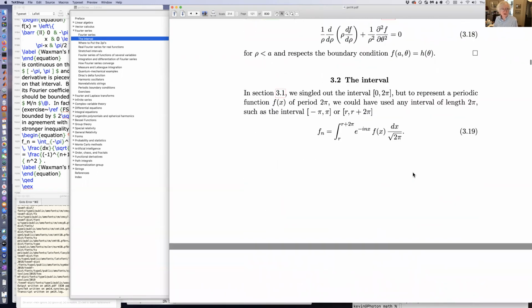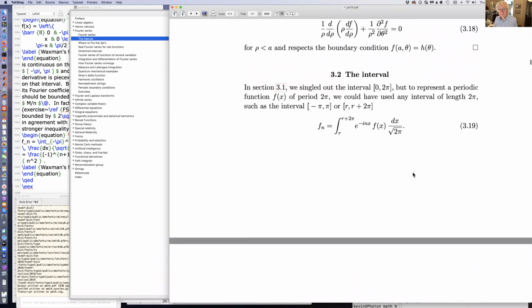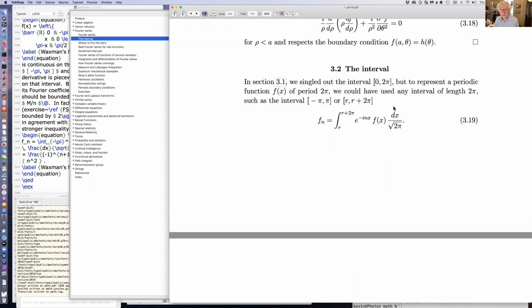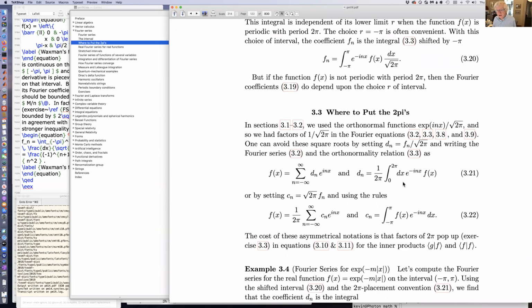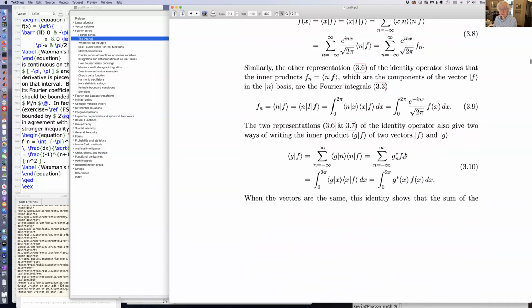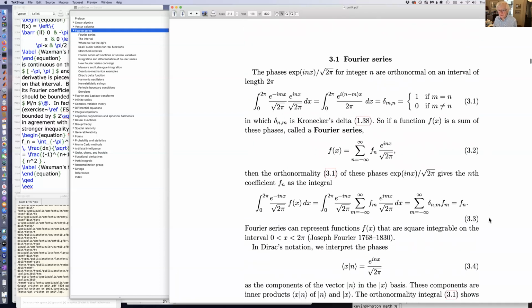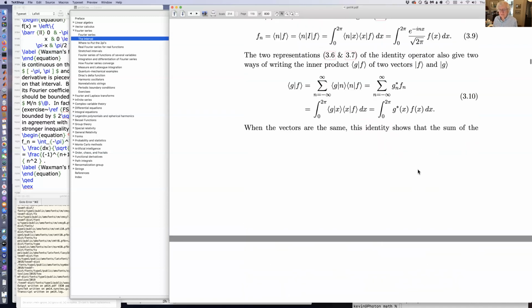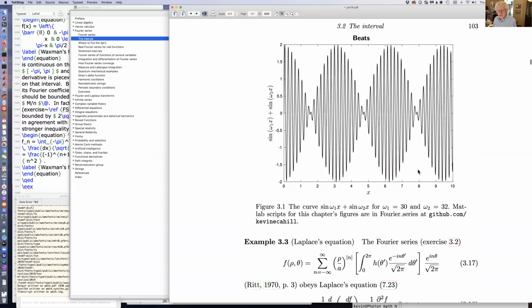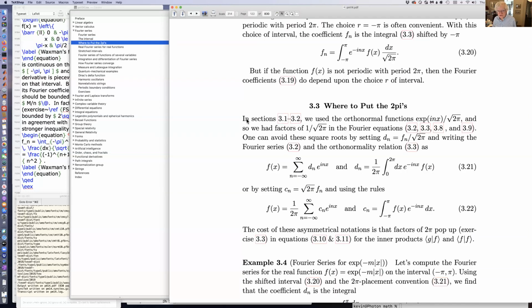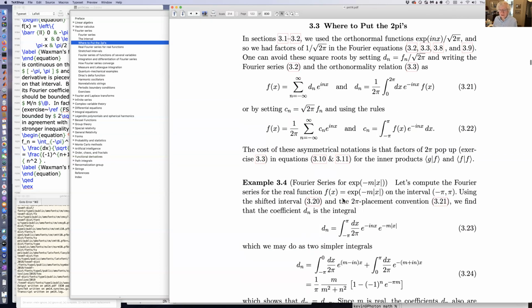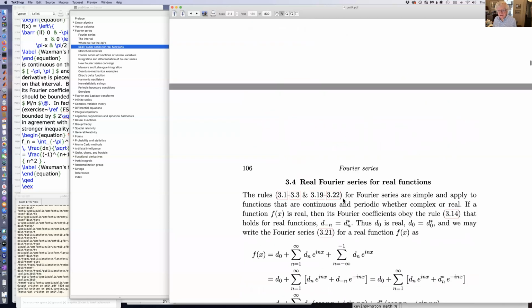Okay, now this is just a quick review, so let me skip that. The interval can be any interval of length 2 pi. Where you put the 2 pi's, well, you can decide where you want to put them. If you want to really avoid mistakes, then you stay with the formulation here, 3.1, 3.2, 3.3, and you'll be fine. If, on the other hand, you're tired of having square root of 2 pi's all over the place, then you can use these expressions. The important thing is that you've got a whole factor of 2 pi somewhere. And this is an example that we did on Tuesday.